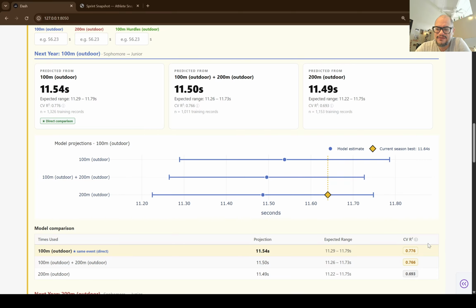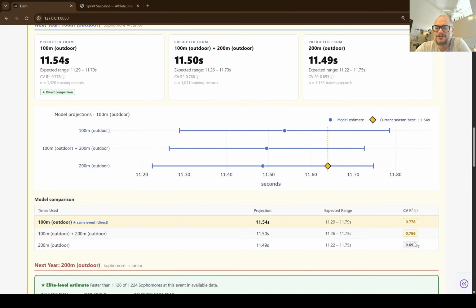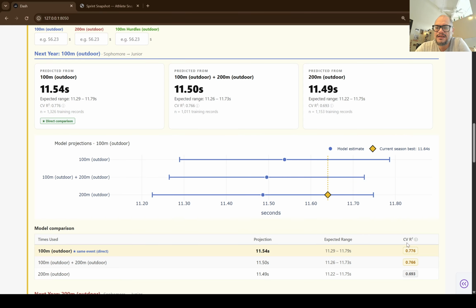I also use these values here on the right, this R squared value. This just kind of tells us, if we were using the data that was trained to create these models, about what percentage of the time we would get a prediction correct. So remember, these are just estimates for prediction.